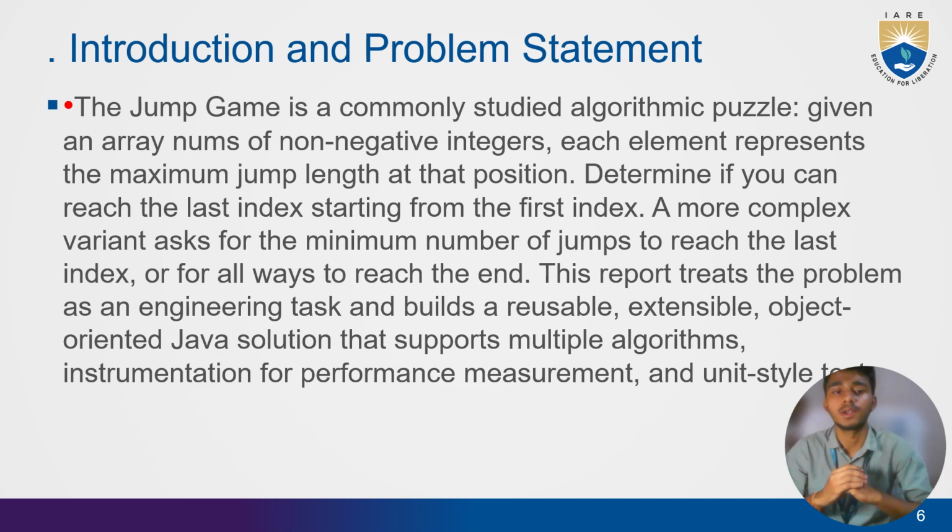Introduction and problem statement. The Jump Game is a commonly studied algorithmic puzzle. Given an array nums of non-negative integers, each element represents the maximum jump length at that position. Determine if you can reach the last index starting from the first index. A more complex variant asks for the minimum number of jumps to reach the last index, or for all ways to reach the end. This report treats the problem as an engineering task and builds a reusable, extensible, object-oriented Java solution that supports multiple algorithms, instrumentation for performance measurement, and unit-style tests.